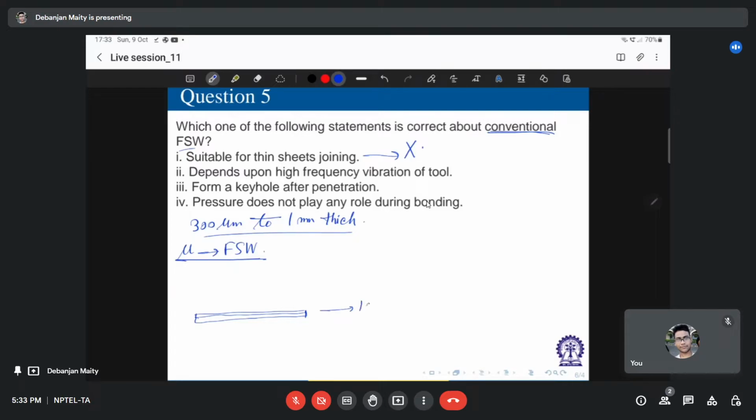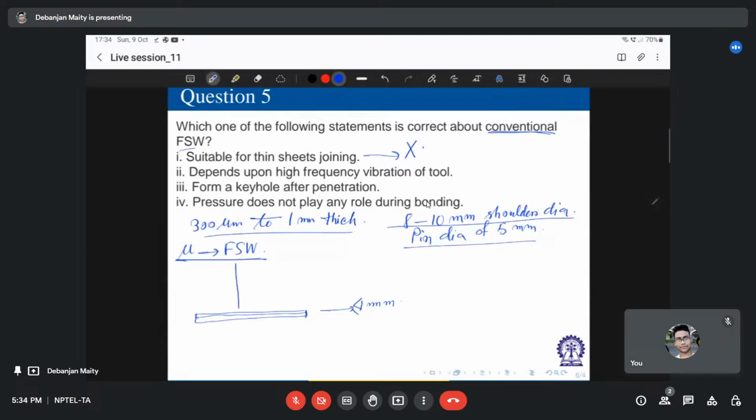So these are 1 mm, less than or equal to 1 mm. And now let's say in friction stir welding you use maybe 8 to 10 mm of shoulder dia, and pin dia can be of 5 mm. I'm making some assumptions here. Pin dia is of 5 mm, and then you're penetrating over there, right?